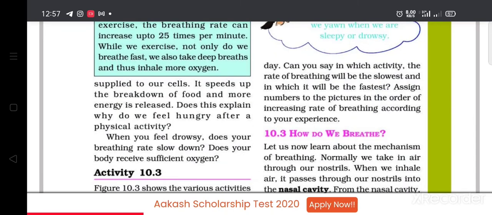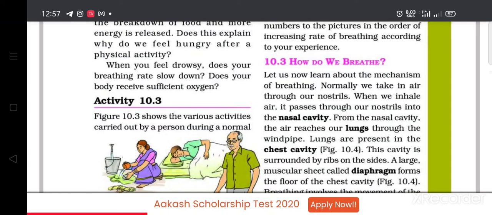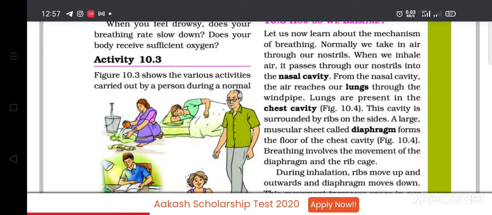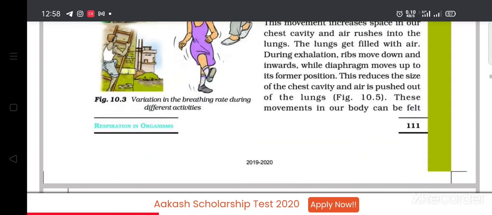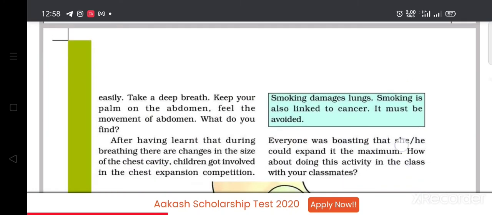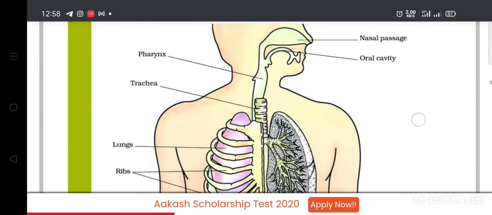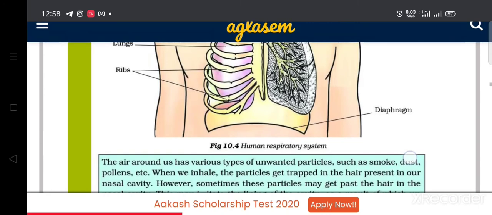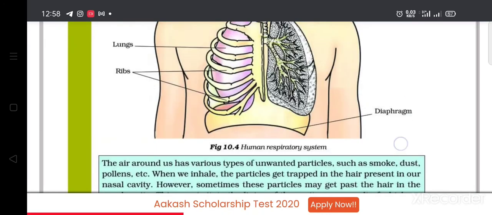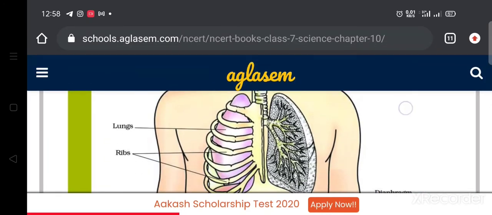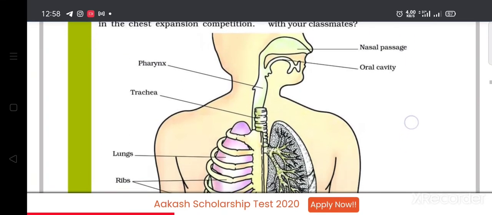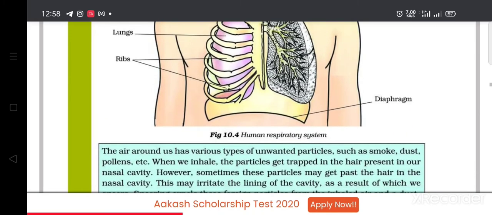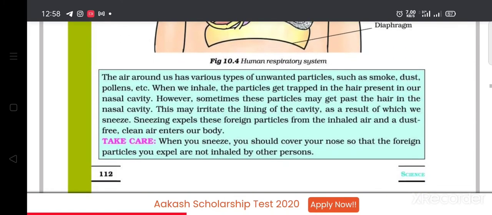Other than that, we have today also seen how we breathe, means how the nasal cavity, lungs, chest cavity, and diaphragm all work. We will underline these important definitions, and here you have understood all the parts of the respiratory system. You need to practice this diagram of the respiratory system. This is your assignment for today, that you will have to draw the diagram of the human respiratory system.